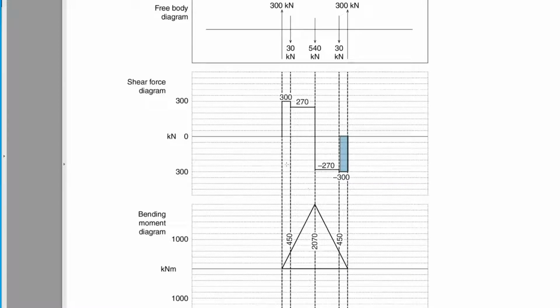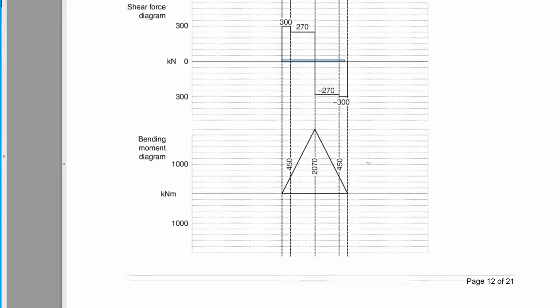Right, that brings us back to 0. Even though it doesn't look like it, we actually start at 0 and end at 0 for both our shear force and bending moment diagrams. If they don't start and end at 0, you've done something wrong. That's where I really like to draw an arrow: up 300, down, down, down, down, up. And if it doesn't end at 0, you've done something wrong.